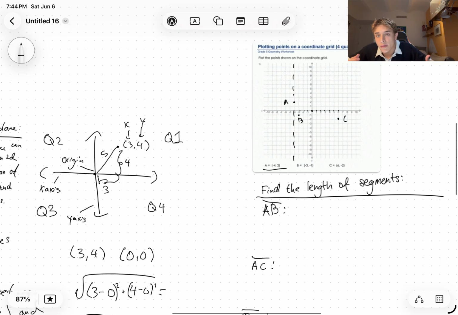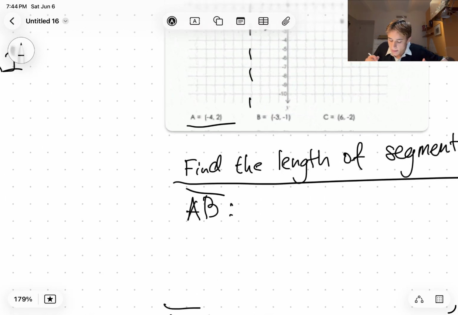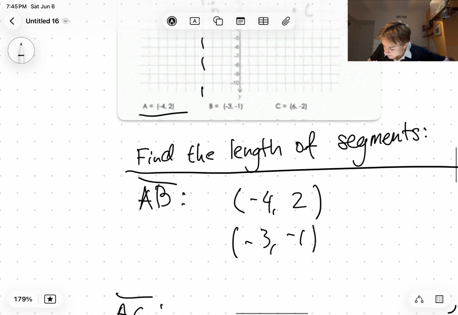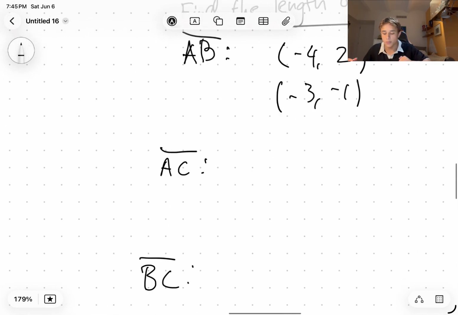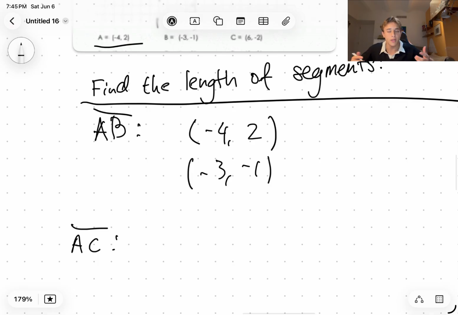Now we're going to find the length of these segments. So the length of segment AB is the distance between points A and B, right? So it's the distance between negative 4, 2, and negative 3, negative 1. So we're going to plug in our formula, which is right here. We're going to plug this in, except we know what x1, x2, y1, and y2 are now.